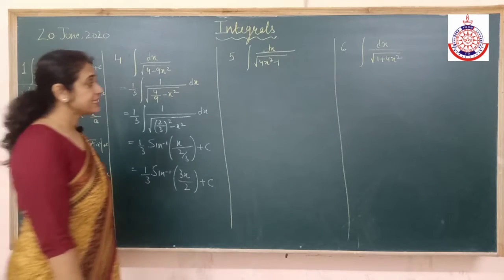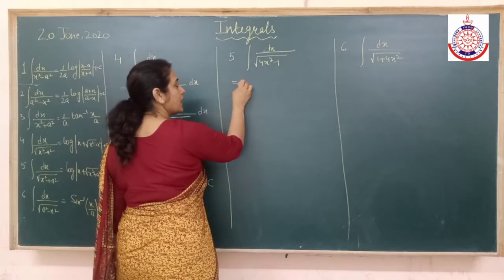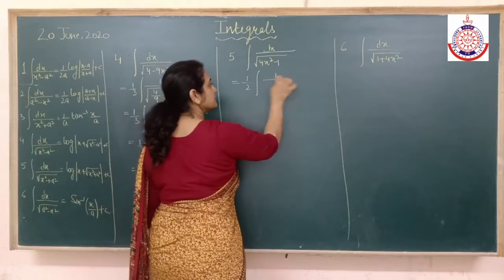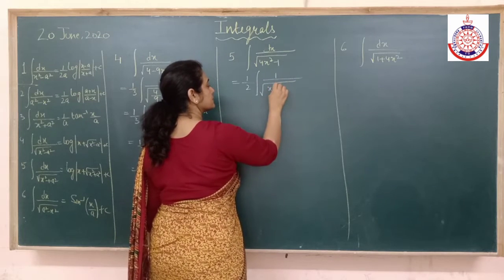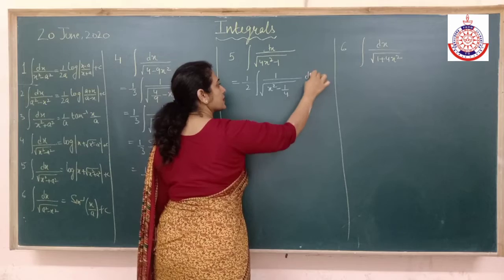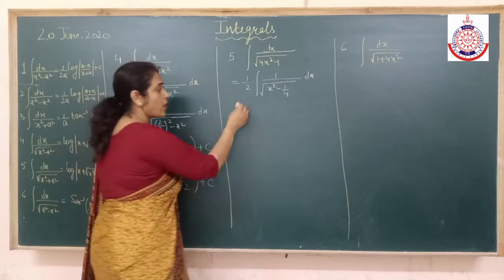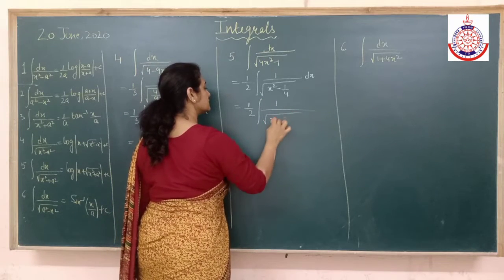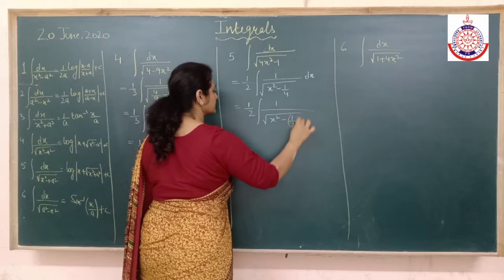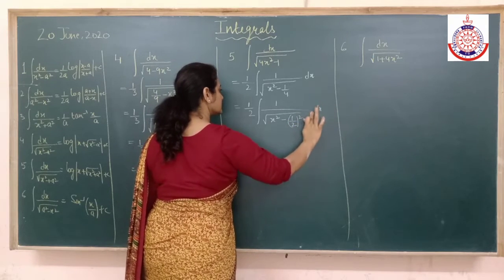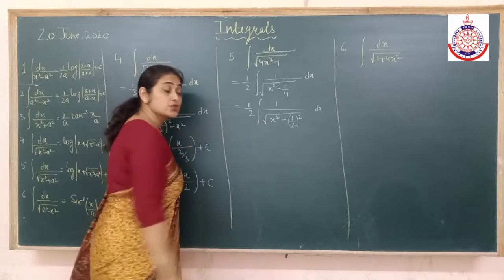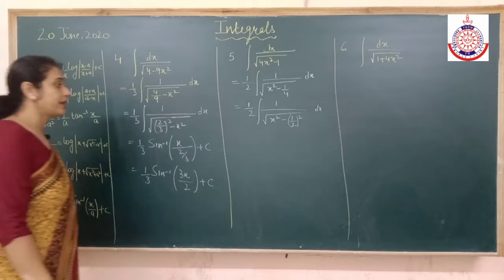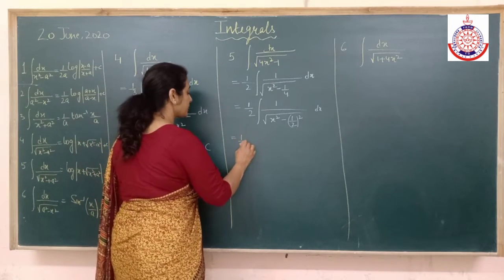Alright. Let's see the next one. Again, I'll take 4 out. When the 4 will come out of the under root, it will become 1 by 2. I'll write this 1 by 4 as... clear? So now, which formula? 1 upon under root x square minus a square, the fourth one. So I'll apply that. What is the formula?